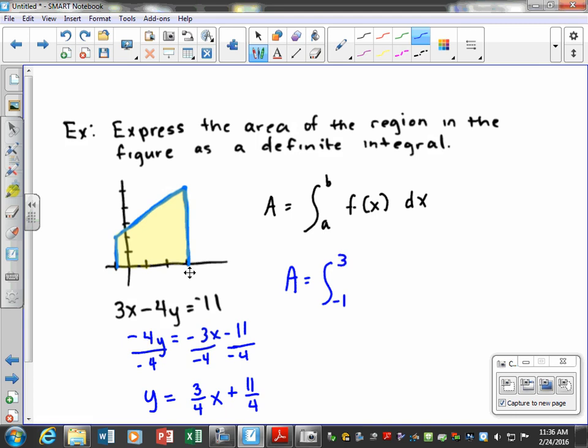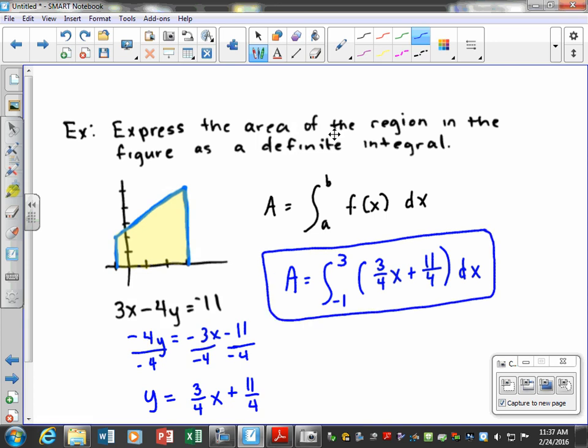And then this one, they're going to give you the figure, so you determine your bounds, lower limit, and this one's your upper limit. And our f of x is now 3/4 x plus 11/4, and then we have dx. And that's it. Now they didn't ask us to evaluate the area, so just express the area as a definite integral. So at this point, we're done. Later, we're going to actually calculate some out, but right now we're just practicing.